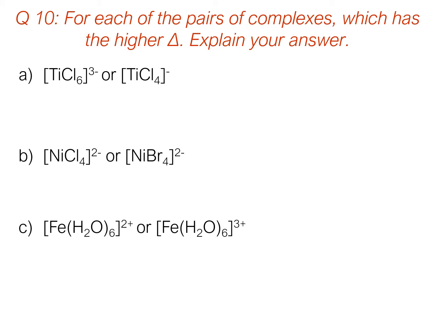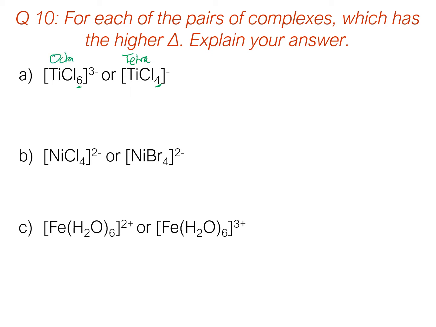So in the first case we're looking at two titanium chloride complexes. The first one hexachlorotitanate, and the second one is a tetrachlorotitanate complex. Now the difference here is that one of them has 4 chloro ligands and one has 6, and that means that this one is going to be tetrahedral and this one is going to be an octahedral complex.